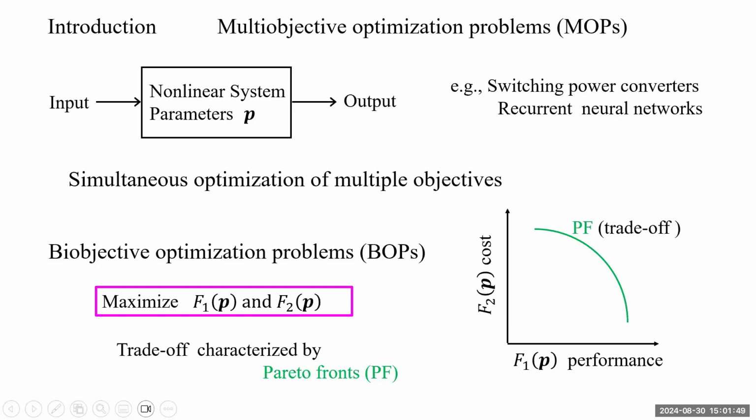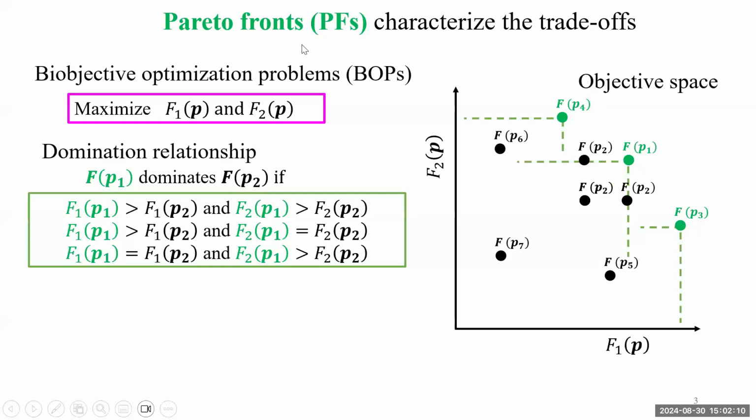In such problems, we often encounter trade-offs. If one objective becomes better, the other objective becomes worse. The trade-off is characterized by Pareto. So we explain the Pareto briefly. The Pareto characterizes trade-offs in these BOPs, minimizing two objectives. Here, the domination relationship is important.